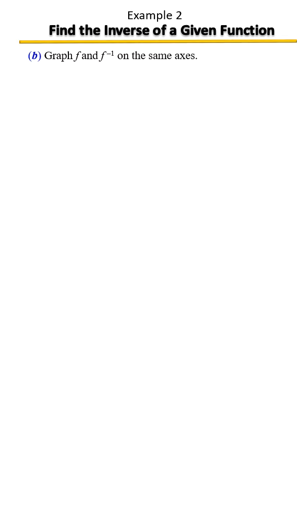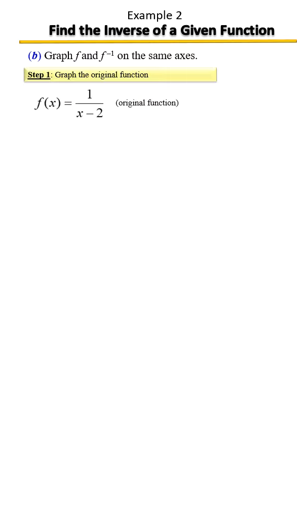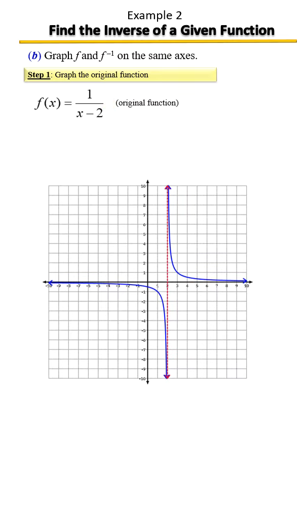And now we're going to graph the function and its inverse on the same axis. We'll start with the original function, and this is simply the parent function 1 over x, where recall that you have the branches in quadrant 1 and quadrant 3, but this is a graph that has been shifted 2 units to the right. So we'll have a vertical asymptote at x equals 2. So once we do that, it's going to look like so.